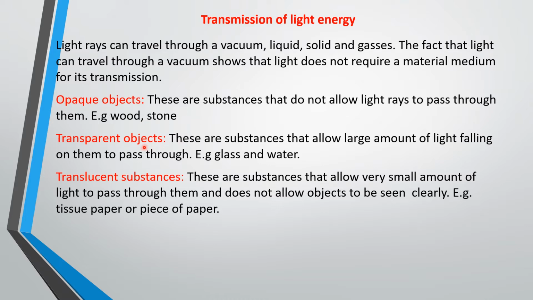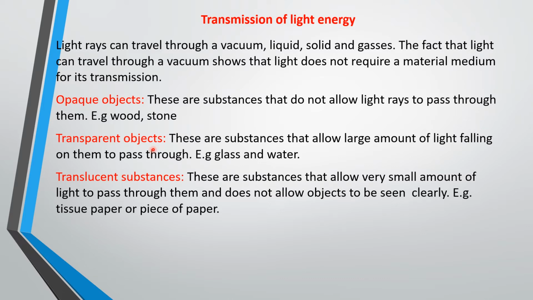Then transparent objects. These are substances that allow a large amount of light to fall upon them and then pass through, like glass. Yes, glass and water allow light to pass through them. So any object that allows light to pass through it is known as a transparent object. What about translucent substances?